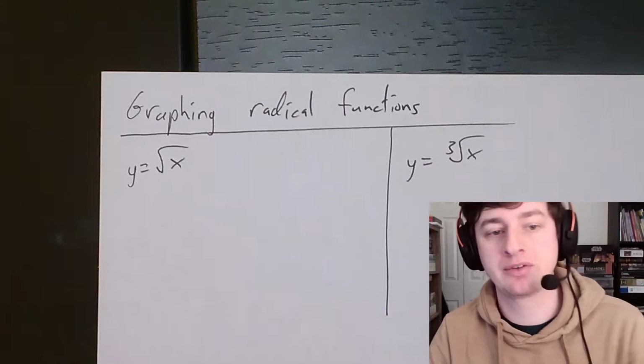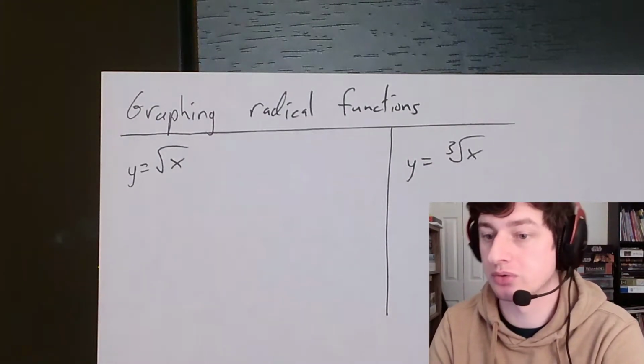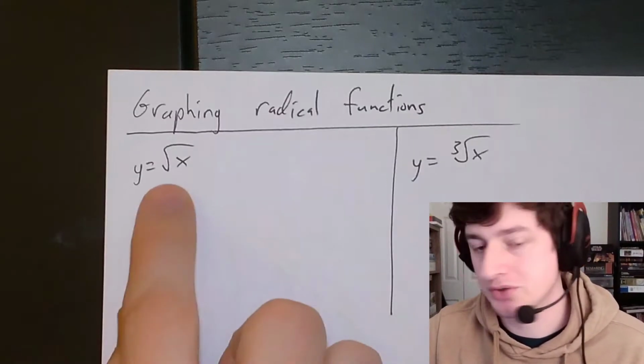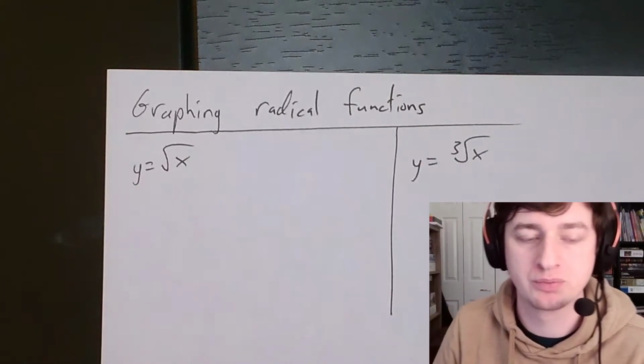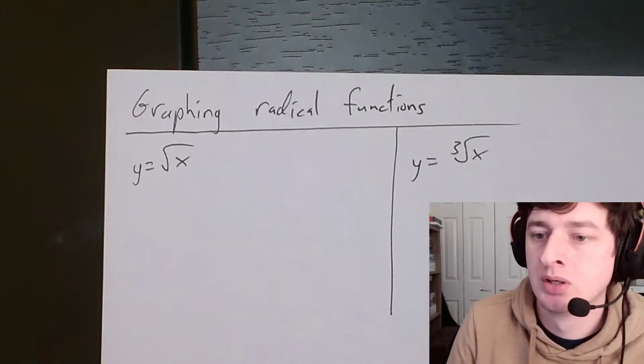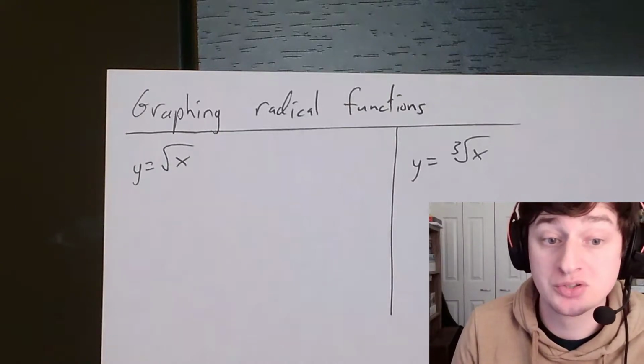Okay, so when we're graphing radical functions, they're just going to be square root or cube root. And if there's not a number here with the radical, it's a 2, right? So what two numbers multiply to make the number inside? And so we're going to do this on Desmos and by hand.